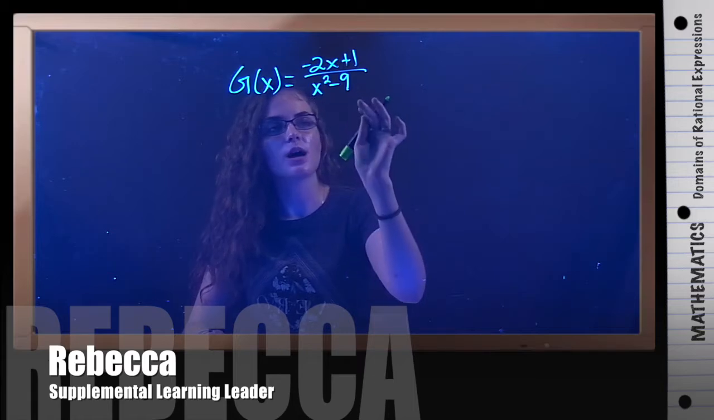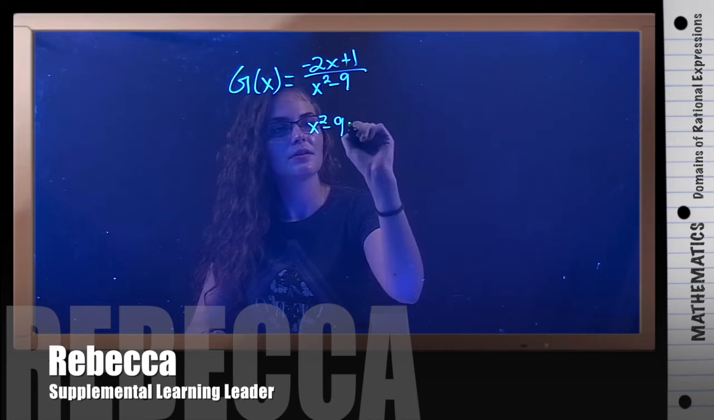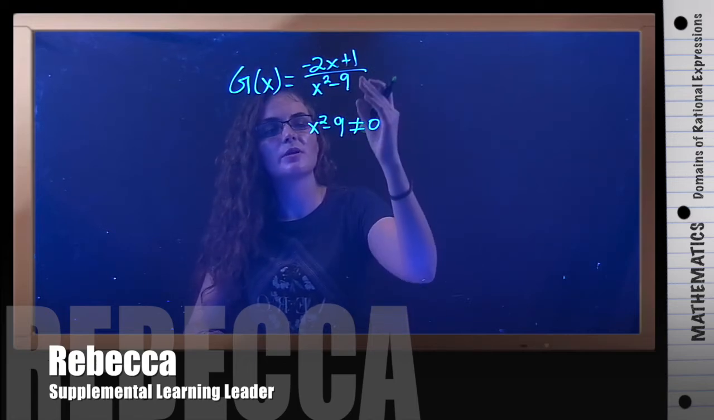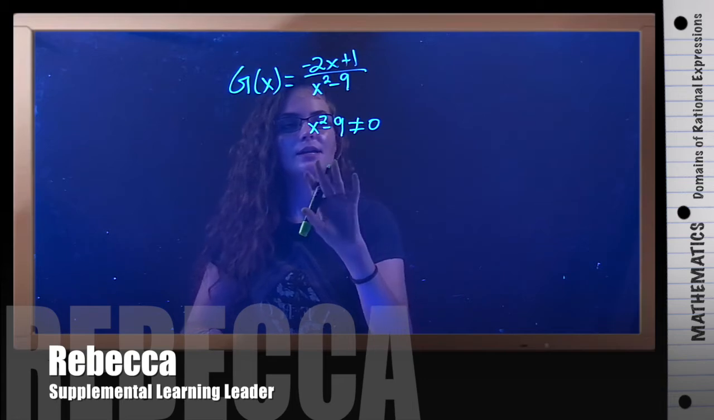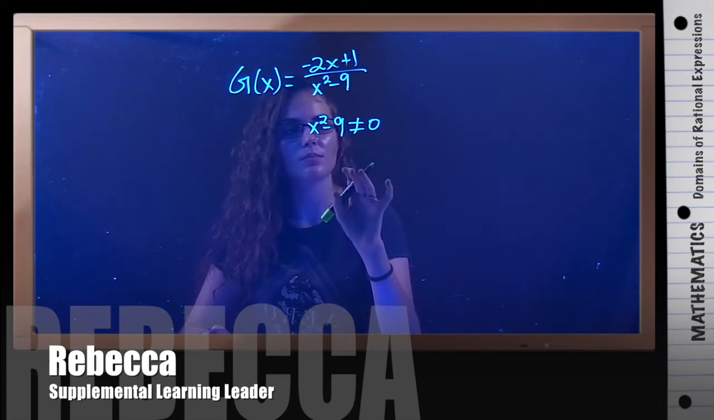So that means that the denominator, x squared minus 9, cannot be 0, because if it was 0, it would make the function undefined. Now we have to solve for x and figure out what x cannot be.